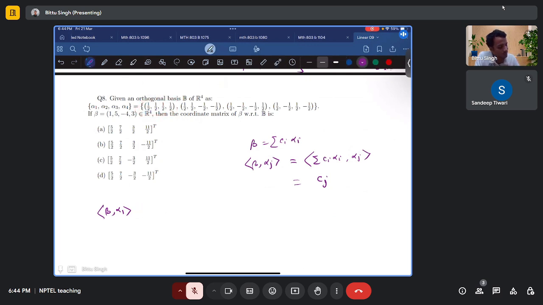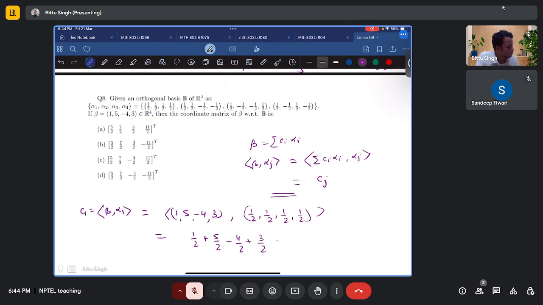So let me calculate beta times alpha 1, which by this equation will give C1. So C1 is beta times alpha 1. Let me calculate the first term. So 1, 5, minus 4, 3 and half, half, half, half. So this is 1 times half, that is half, plus 5 times half, 5 by 2, minus 4 by 2, plus 3 by 2. So 6 minus 4, which is 2, plus 3, is 5 by 2. So the first entry will be 5 by 2.